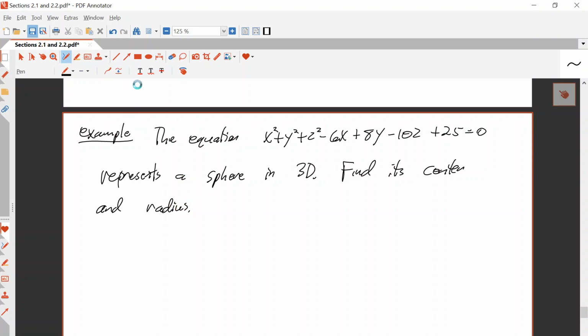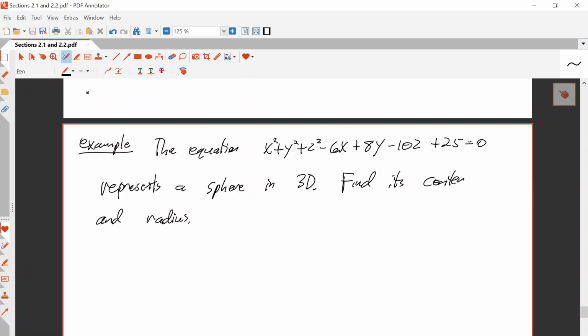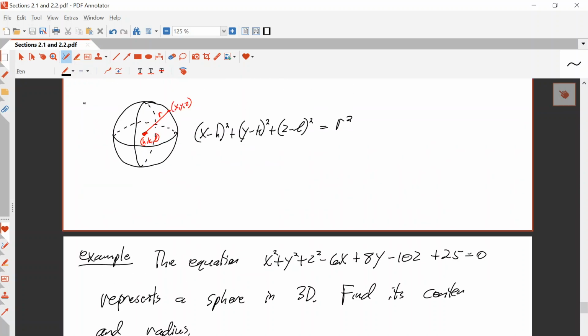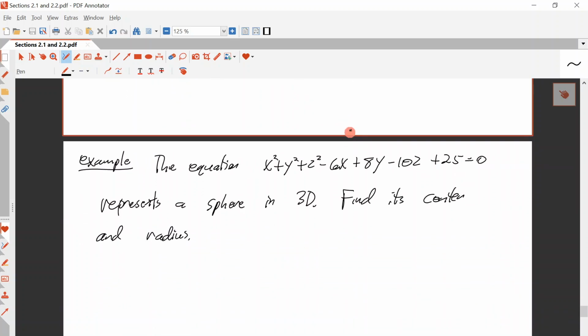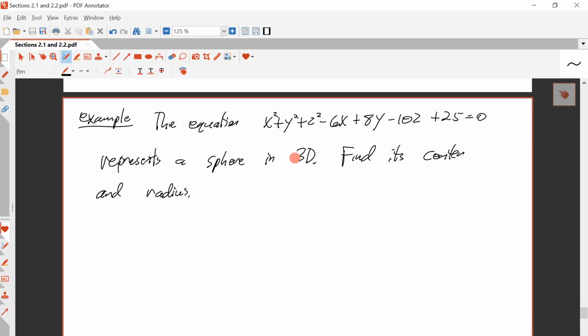Right, so that's the equation of a sphere, although it's been multiplied out and like terms have been collected. So what we want to do is reverse the process and factor it into (x − h)² + (y − k)² + (z − l)² = r². In order to do that, we're going to have to complete the square. So we take this equation here.